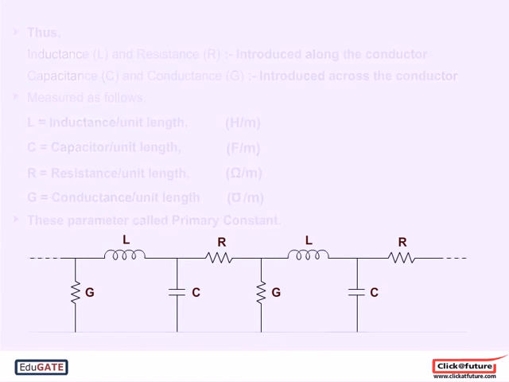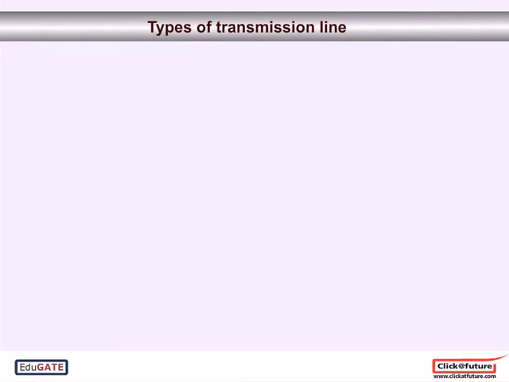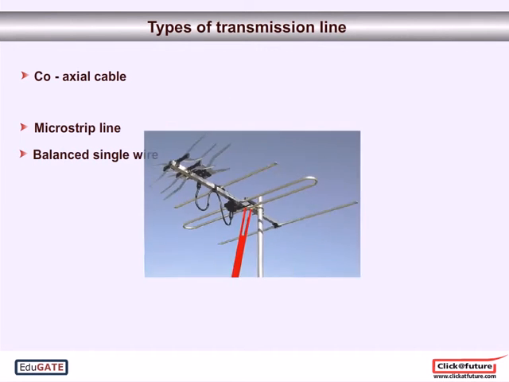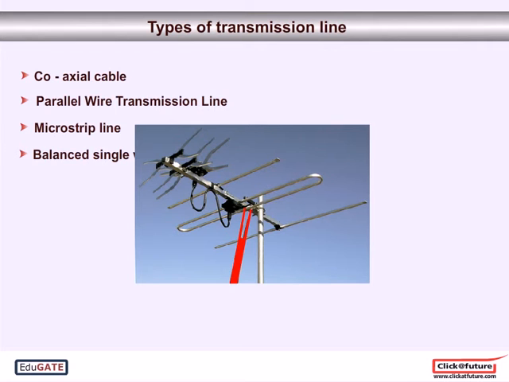Let's see what the types of transmission line are. 1. Coaxial cable. 2. Parallel line. 3. Microstrip line. 4. Balanced line. 1. Coaxial cable we have discussed earlier. 2. Parallel line. It was mostly used in earlier days when we used to watch Doordarshan.